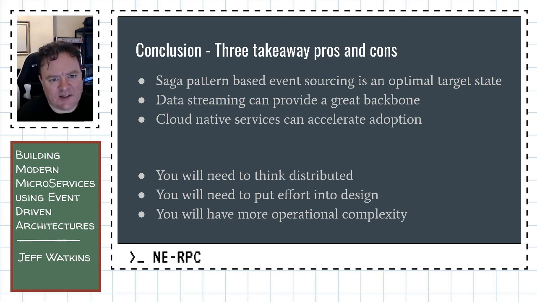But the Saga Pattern itself is an optimal target state, along with things like event sourcing and data streaming itself. If you don't need too much high performance, low latency, it can provide a great backbone. It can provide eventing and messaging as well as just moving data around. Using cloud native services, things like Step Functions, Lambdas and Kinesis, can accelerate your adoption a lot. And you can move to heavyweight technologies later on if you want to.